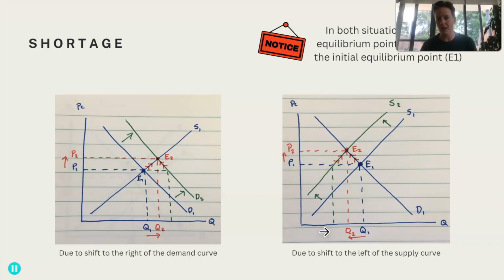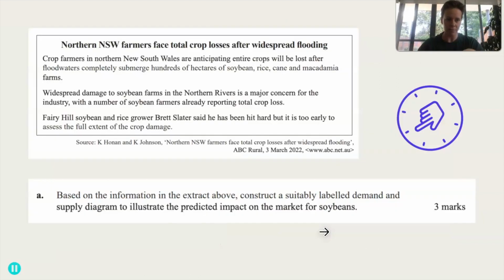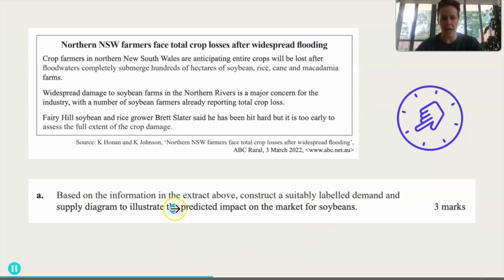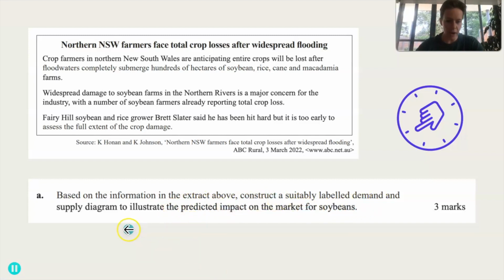All right, commit that one to memory. We'll practice it so it'll make more sense. But yeah, something to take home from today's lesson. All right, so here's an example. Based on the information in the extract above, construct a suitably labelled demand and supply diagram and illustrate the predicted impact on the market for soybeans.